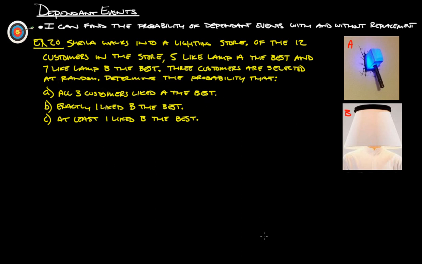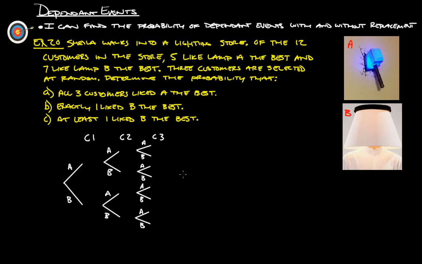Let's go through it. Again, I'm going to make a little tree diagram to make this easier. Here's what our tree diagram could be like: customer 1, customer 2, customer 3. They're going to select 3 customers, so think of this as selecting one customer, then another, and then another. The first customer is, let's see, one that likes lamp A. There are 12 customers, 5 said they like A, and 7 said they like B.